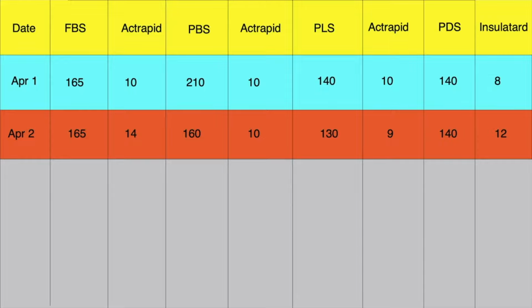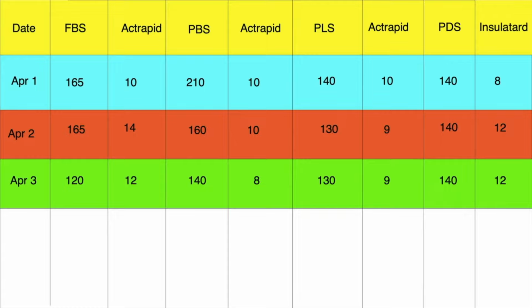We increase the night dose of insulatard by 4 units in order to bring down the fasting blood sugar reading. And therefore now, the fasting blood sugar comes down to normal range, 120.